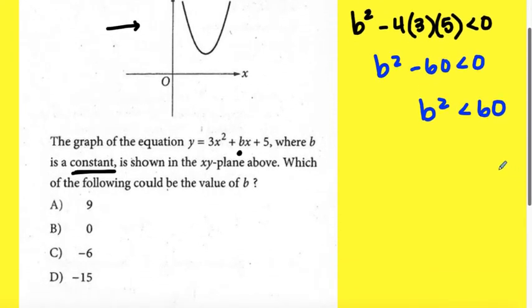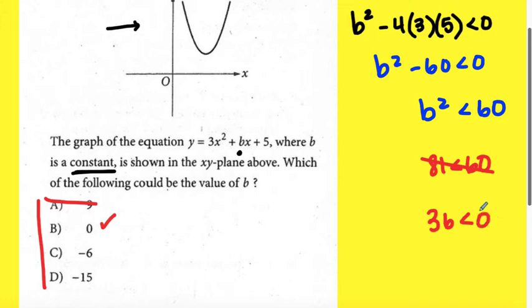We know that no matter what, if I square b, it has to be less than 60. So I'm going to take my answers and use them. This is a really good place to do that. If I take 9 and square it, I get 81 is less than 60, which is not true, so it can't be 9. 0 squared is less than 60, so I have to keep it. Negative 6 squared is 36, which is less than 60, so I have to keep it. And negative 15 squared is not less than 60, because that gives me 225. So I've eliminated 2 of my answers.